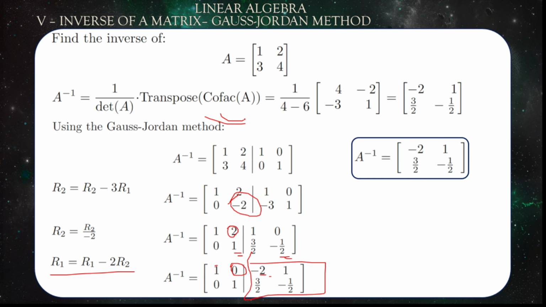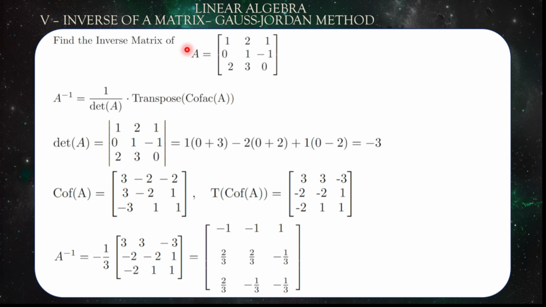Again, it will be slightly different for 3 by 3 matrices, how we get the cofactor, and we will get there. But whether using the Gauss-Jordan method or the classical method of the transpose of the cofactor, you will get the same result. Find the inverse matrix of the 3 by 3 matrix A equal 1, 2, 1, 0, 1, minus 1, 2, 3, 0. Again, the formula is A to the minus 1, or inverse of A, is equal to 1 divided by the determinant of A multiplied by the transpose of the cofactor of A.